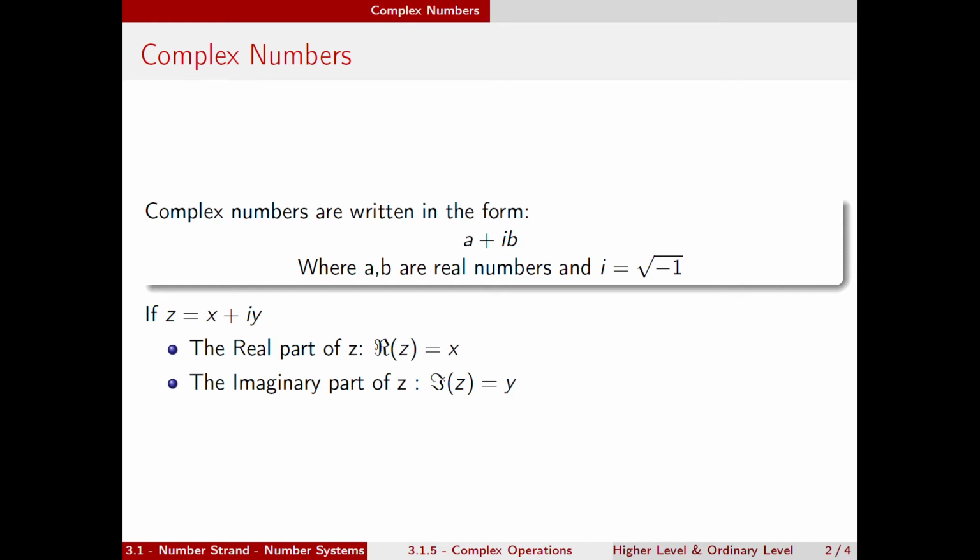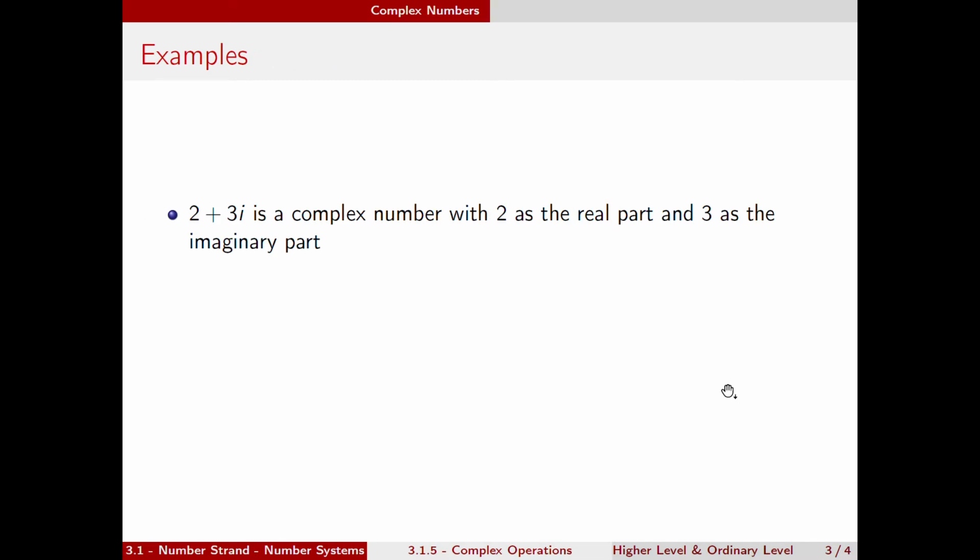If a complex number z is equal to x plus iy, the real part of z, which is defined by the squiggly R of z, is equal to x, and the imaginary part of z, which is the squiggly I of z, is equal to y. So we can see that z is equal to the real part, which is x, plus the imaginary part, which is y, times i. Some examples of this: 2 plus 3i is a complex number where 2 is the real part and 3 is the imaginary part. Now we notice that 3 being the imaginary part, we don't include the i. So when we say the imaginary part of a number, we don't include the i, we just include the coefficient of the i, whatever that may be.